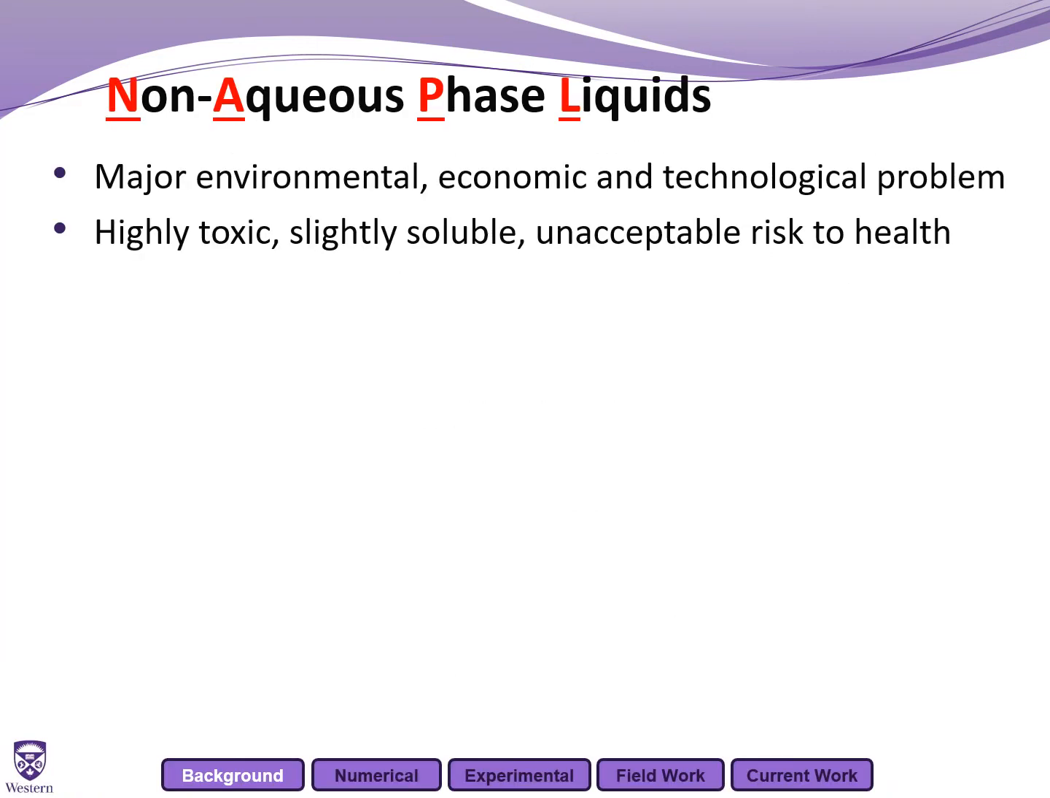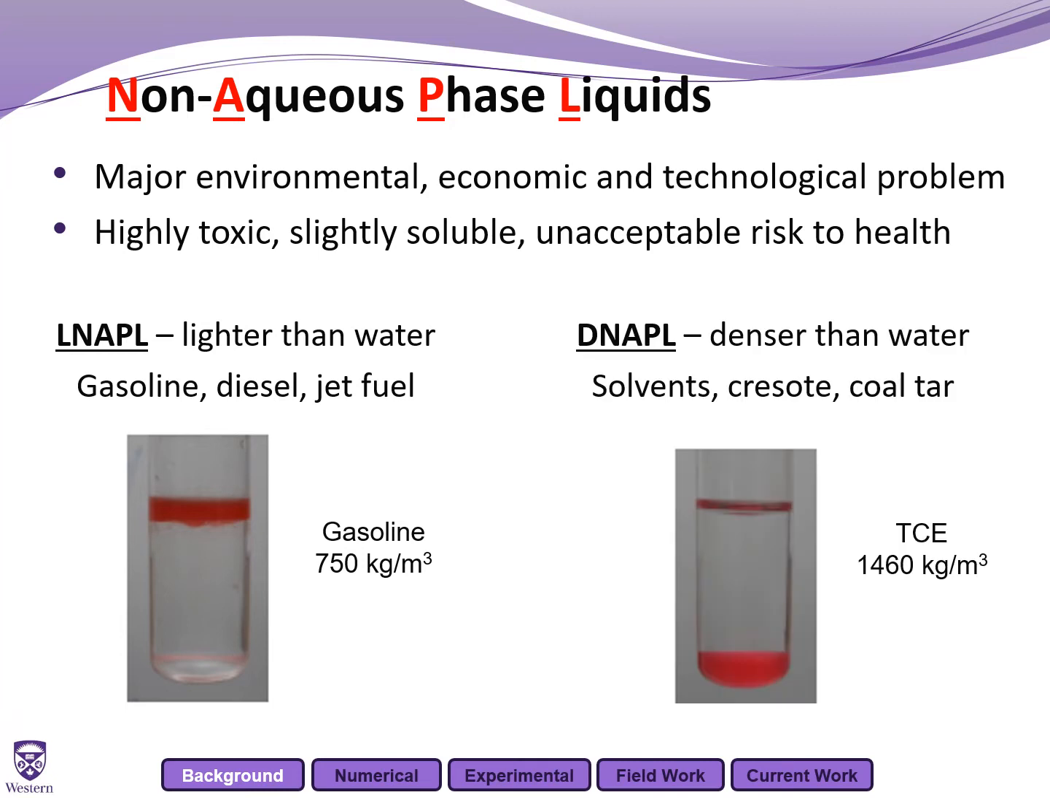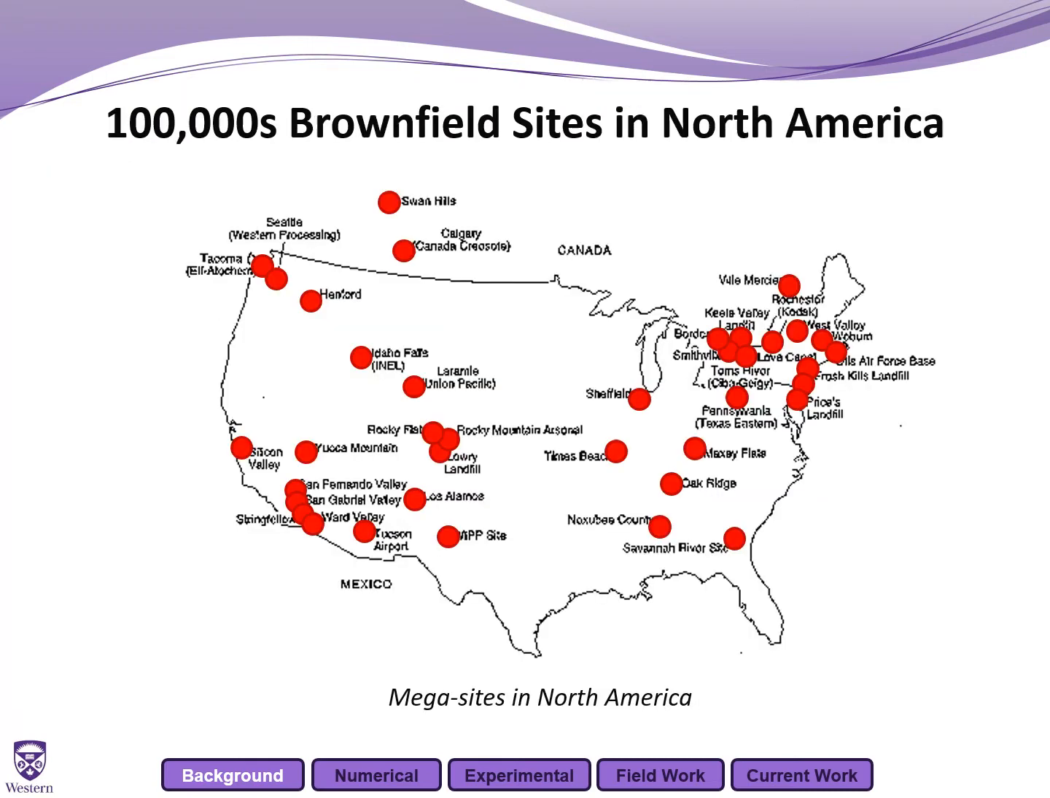So NAPLs, or non-aqueous phase liquids, remain a major environmental, economical and technological challenge. They are highly toxic, slightly soluble and pose unacceptable risk to human health and the environment. NAPLs can either be LNAPLs, which are lighter than water, such as gasoline, or DNAPLs, which are denser than water, such as chlorinated solvents. In North America alone, we still have hundreds of thousands of sites that have been contaminated by various NAPLs, and this has resulted in the spending of millions and millions of dollars every year to both manage and rehabilitate these sites.